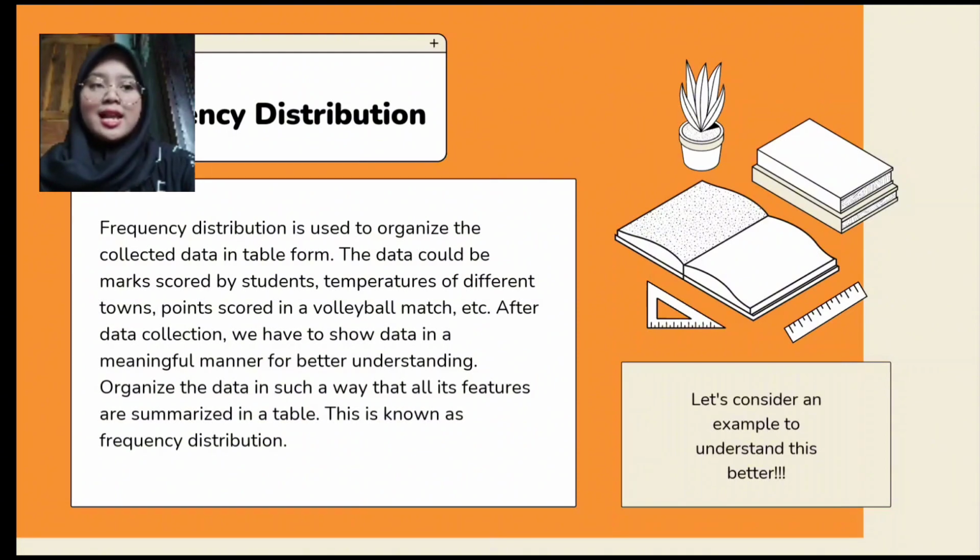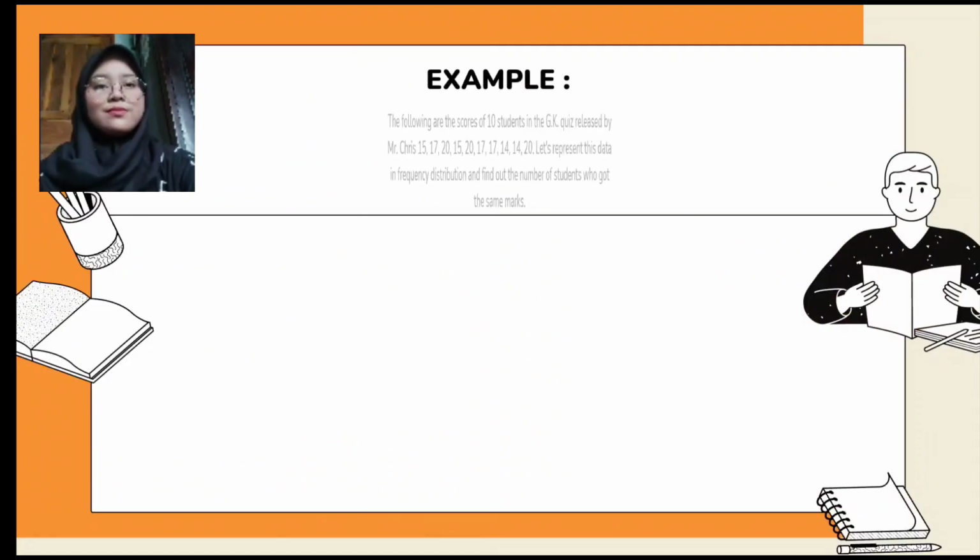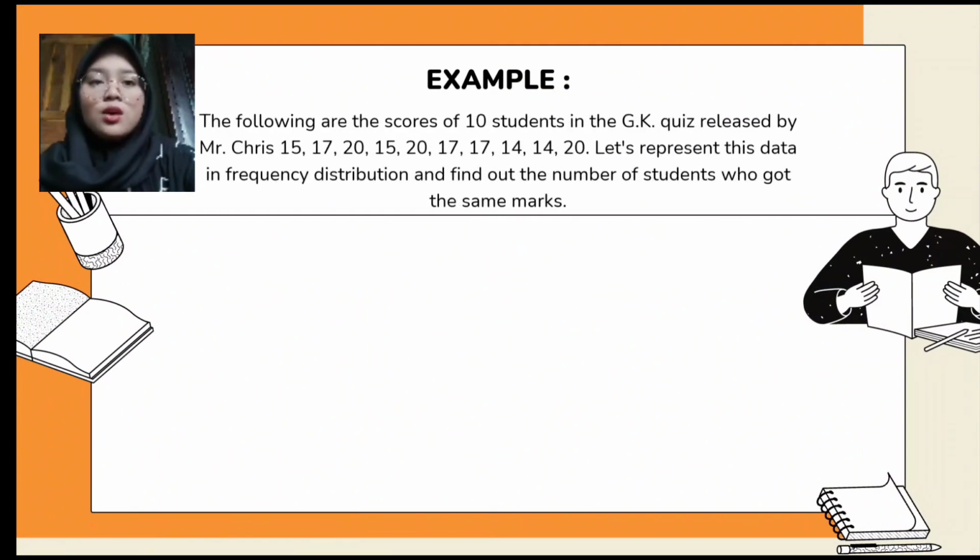Let's consider an example to understand this better. Example. The following are the scores of 10 students in the GK quiz released by Mr. Chris: 15, 17, 20, 15, 20, 17, 17, 14, 14, and 20.